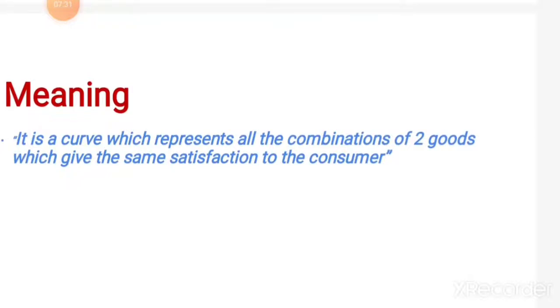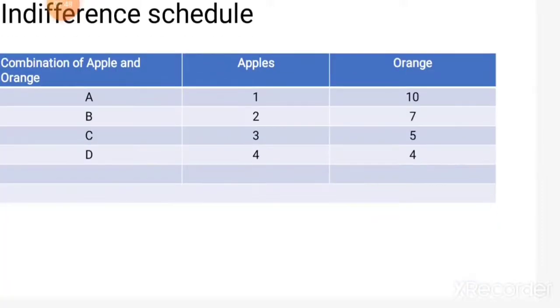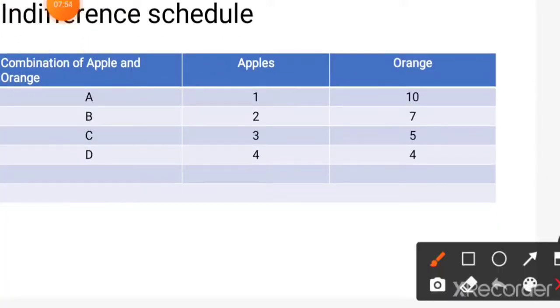See, here we can see the meaning, that it is a curve. Why a curve, we will see when we draw a graph, and at that time you will understand. It is a curve which represents all the combinations of two goods which give the same satisfaction to the consumer. So these are the combinations of goods. 1 apple and 10 oranges is the first combination, this is the second combination, this is the third combination. So after sacrificing also you are getting the same kind of satisfaction. So in such a way you have to sacrifice. Okay, so that is nothing but the meaning.